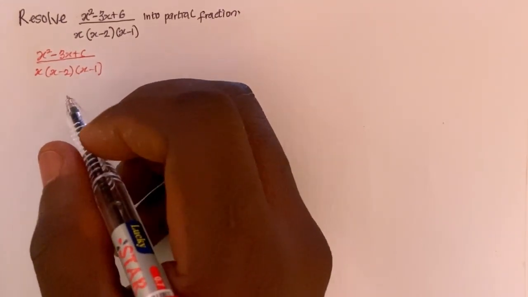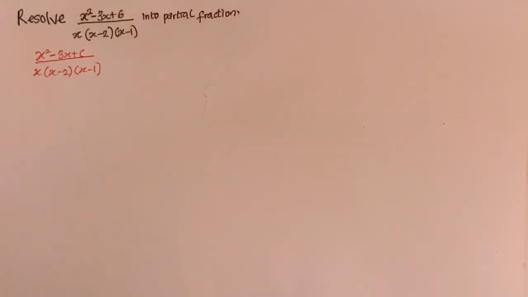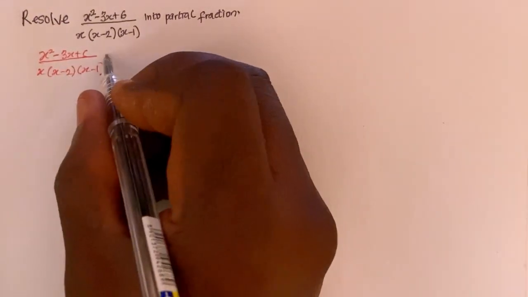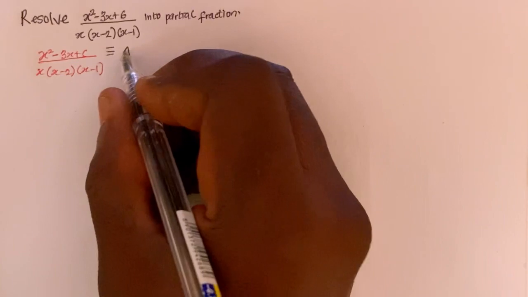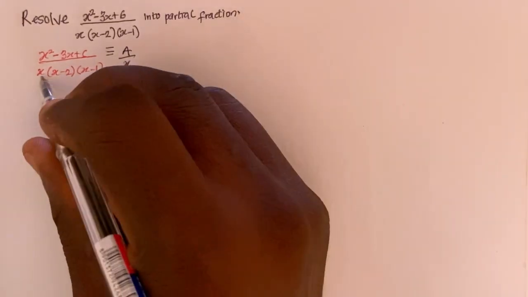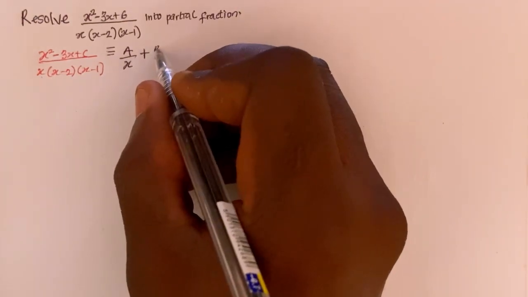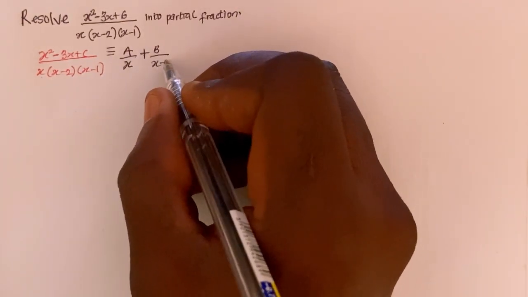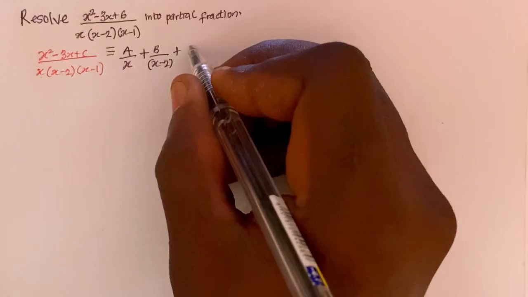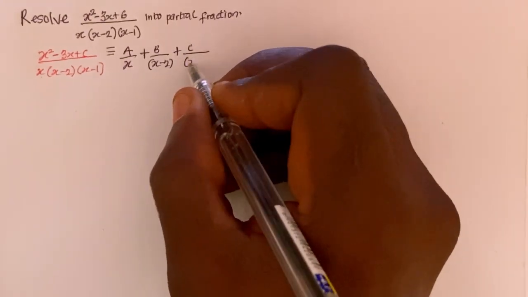So what I'm going to do in this case is say everything here is equivalent to a over x. I won't take this as the factor of this. I'll take it as a over x plus b over x minus 2, then plus c divided by x minus 1.